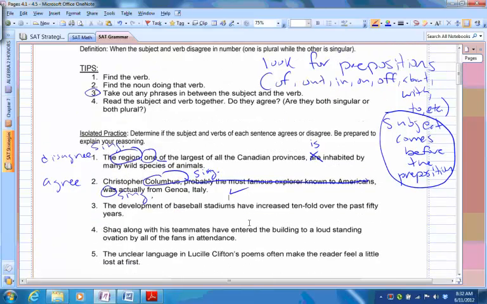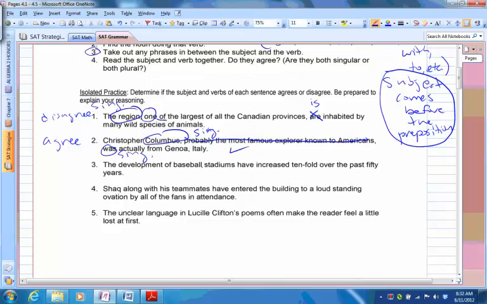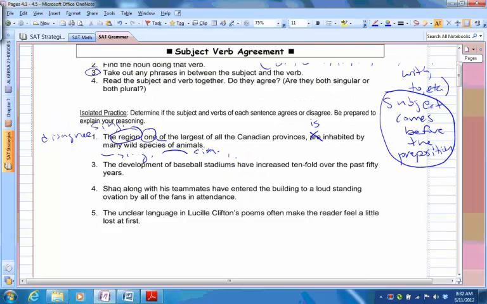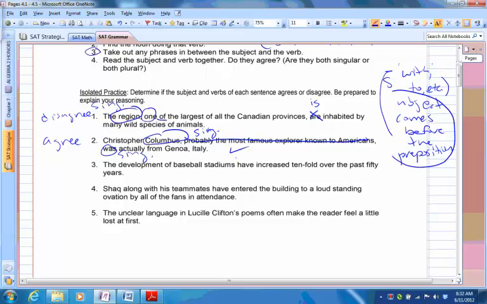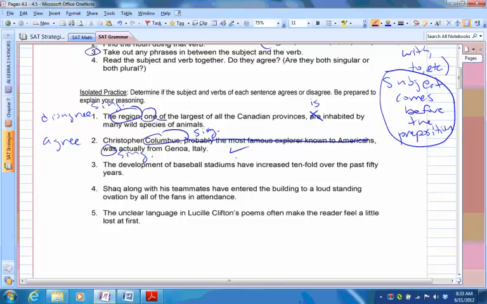Number three is kind of interesting. The development of baseball stadiums have increased tenfold over the past 50 years. So what you might want to do is pause the video, ask yourself, what do you think is happening here? If there is a mistake, how would you fix it? Once you feel you know what it should be, play the video and see if you're right.